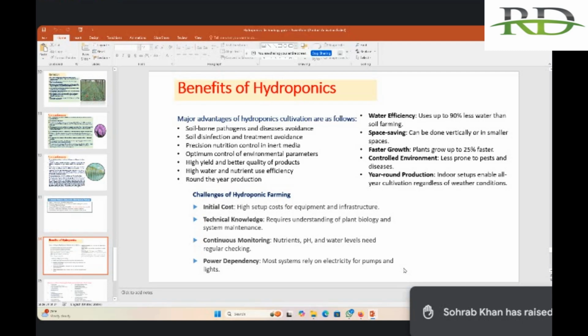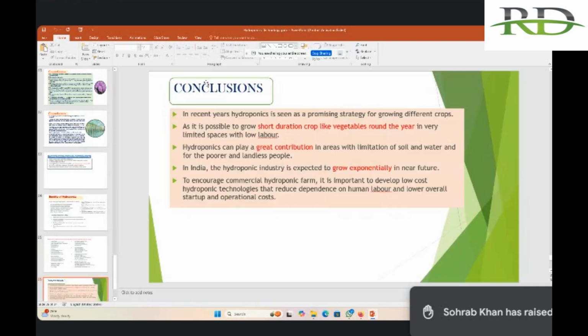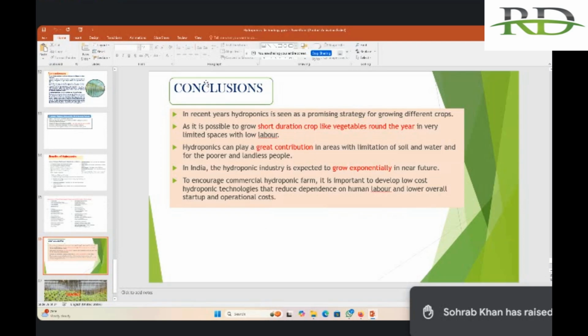You can go for Reliance Smart. There are consumers who want a high value crop that is pest free, looks attractive and is of good quality. So we have to identify those marketing channels for hydroponics. I have given you certain firms which are dealing with hydroponics technology. With this said and done, I'm going to give my conclusion.